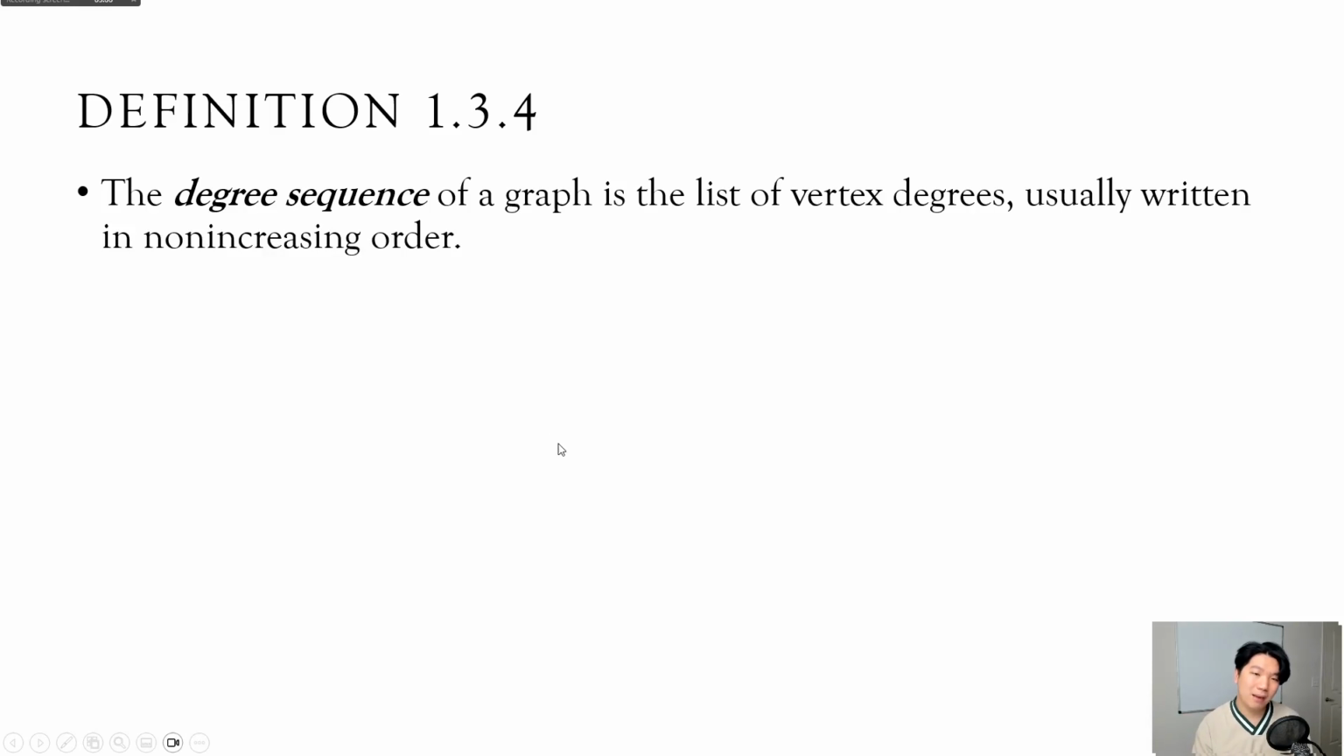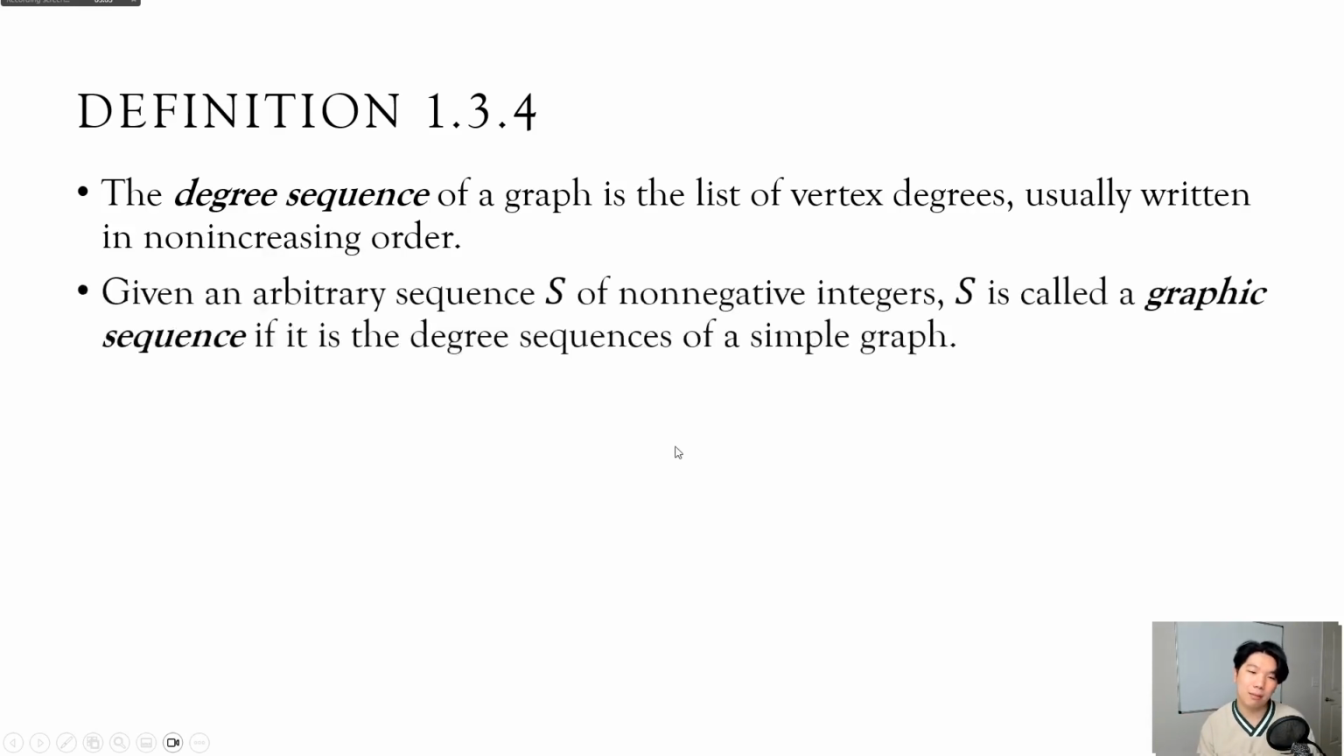Along with a degree sequence, I also want to define this thing called a graphic sequence. If I have any list of numbers, a sequence of non-negative integers, then I can say that the sequence is graphic if it is a degree sequence. To clarify, a degree sequence is where I give you a graph and you list out each degree. For a graphic sequence, I may say, here's a random list of numbers. Can you tell me if it's graphic? To prove that it's graphic, I'm asking, can you show me that it is a degree sequence?